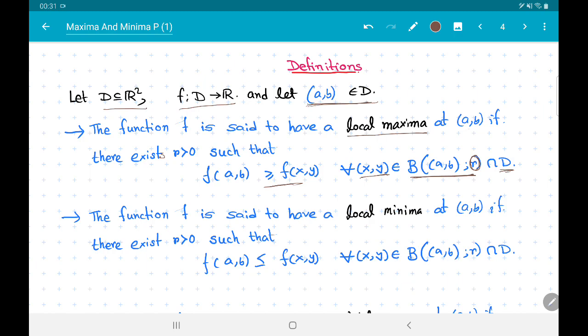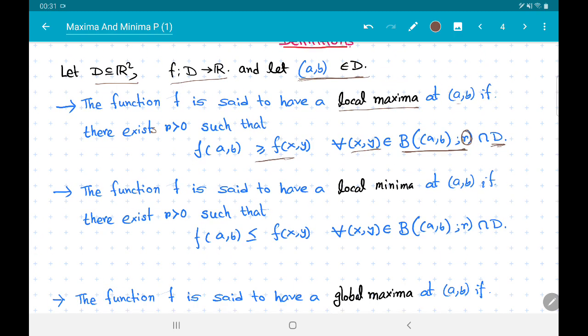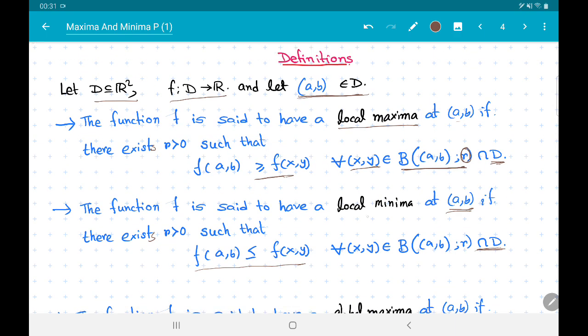So similarly, one could define local minima of a function at a point (a, b). So f is said to have a local minima at the point (a, b) if there exists again r bigger than 0 such that f(a, b), here just the sign changes, is less than or equal to f(x, y) for all (x, y) in a neighborhood of (a, b) that is contained inside D. So these are local maxima and local minima that we are going to concentrate on.